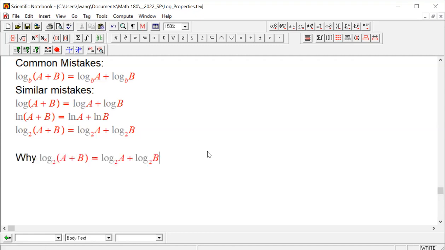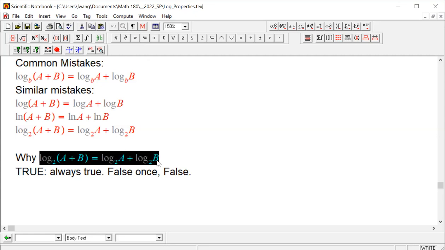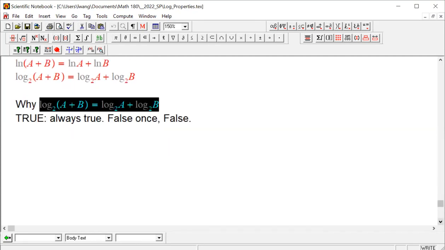We start from simple. We understand that mathematical identities, mathematical truths, if true, are always true. False once is false. So with that understanding, if this is true, we should be able to prove it is always true. If it is false, then we should have one counterexample, and one counterexample will be sufficient.